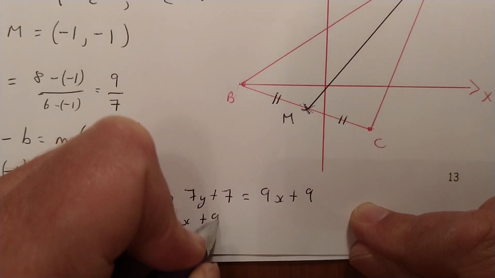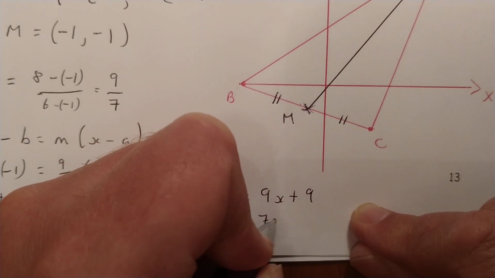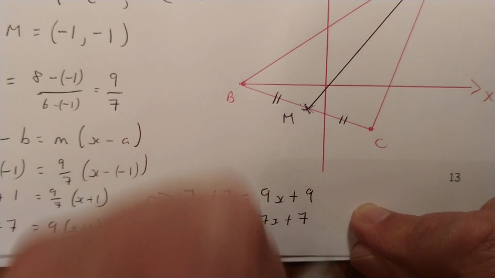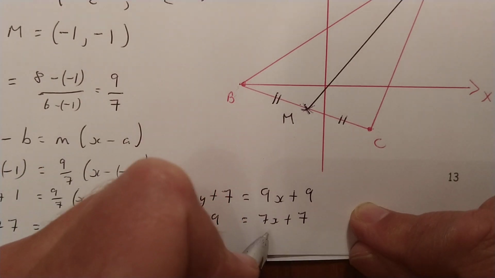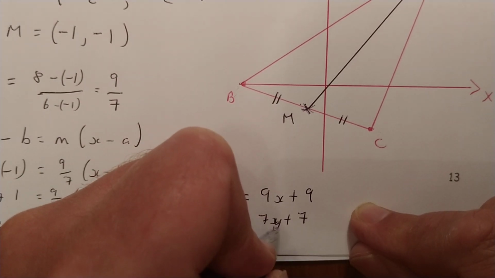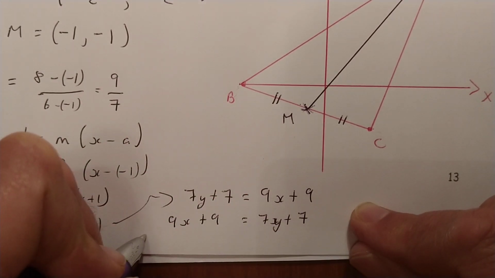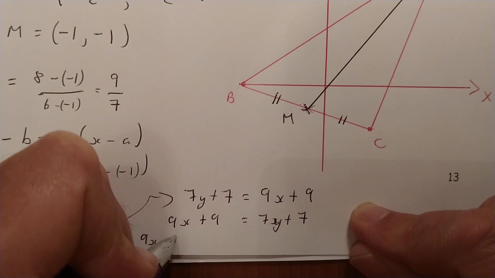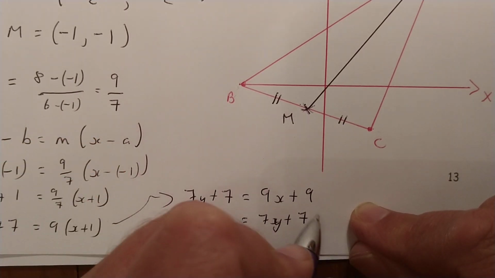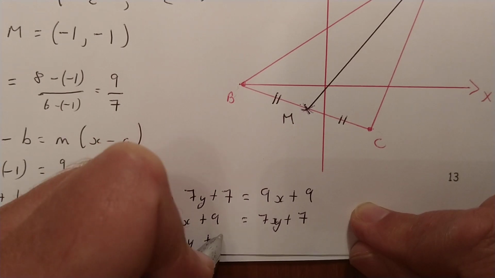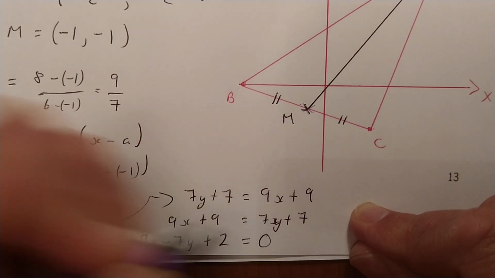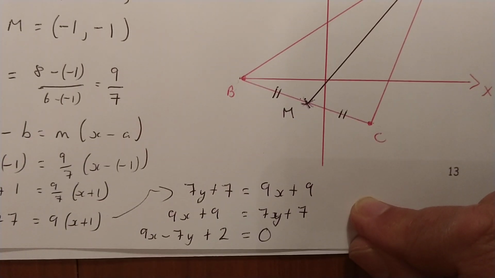9x plus 9 equals 7y plus 7. Pull everything to the one side: 9x minus 7y. Take away 7 gives me plus 2 equals 0. And there we've found the equation of this particular median.